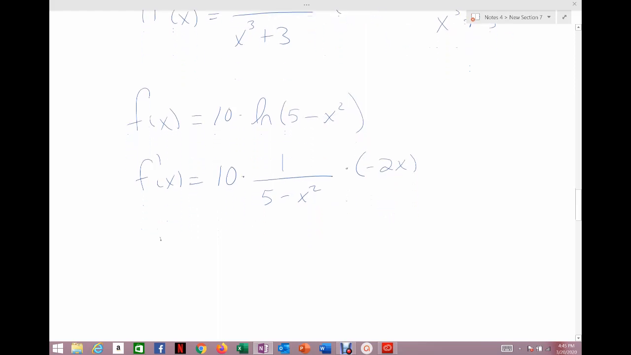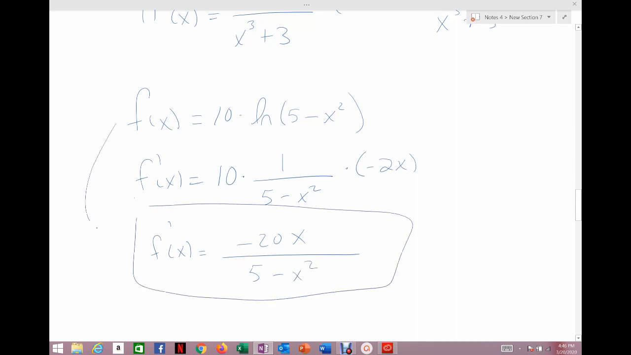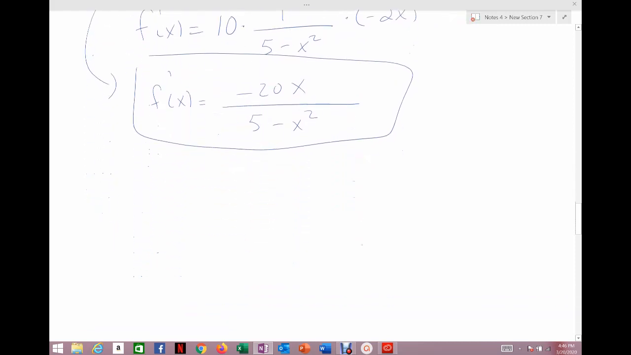And then we do usually rewrite that as a single fraction. So up top, I'm going to multiply the 10 and the negative 2x to get negative 20x. And the denominator stays the same, right? Nothing simplifies. That's the derivative of f of x. All right, let's do another one.